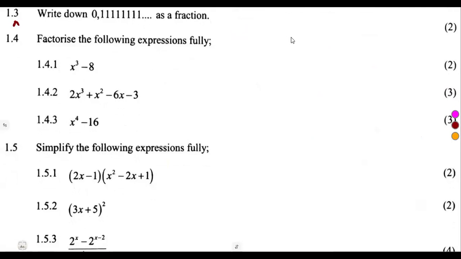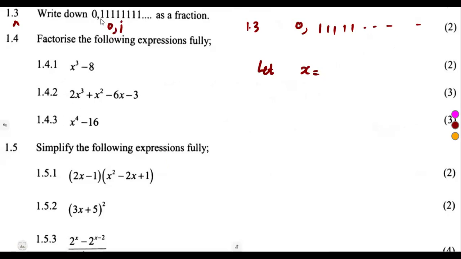Write this down as a fraction. Remember, when we are to convert a recurring decimal to a fraction, you can simply let x represent the decimal that you're given, which is 0.11 and so on. This decimal was supposed to be given as 0.1 with a dot on top.